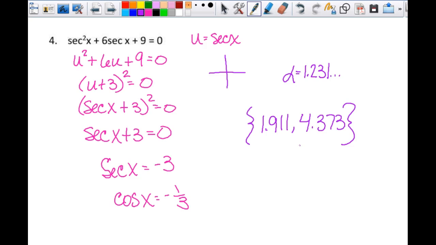How do I know which two I want? When cosine is negative. And cosine is negative in the second and third quadrant. So my alpha isn't one of my answers because that's my first quadrant answer. So I only need pi minus alpha and pi plus alpha. Okay. Well, good? Any questions? Awesome. All right. Moving on.